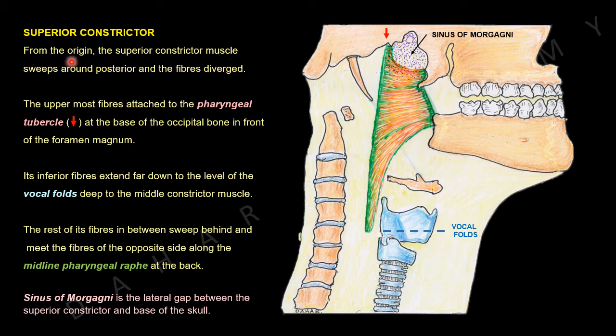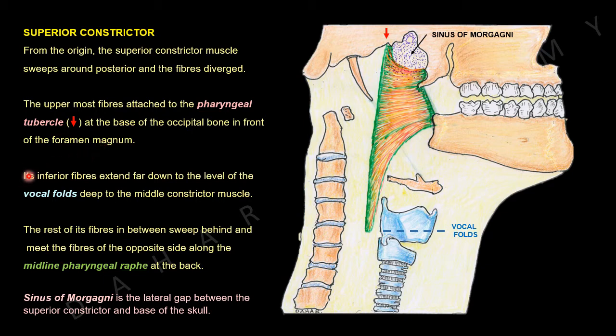From the origin in front, the superior constrictor muscle sweeps around posteriorly and the fibers diverge like a fan. The uppermost fibers attach to the pharyngeal tubercle. This is the pharyngeal tubercle at the base of the occipital bone in front of the foramen magnum. Once we say pharyngeal tubercle, you should know where it is. I've already shown that one.